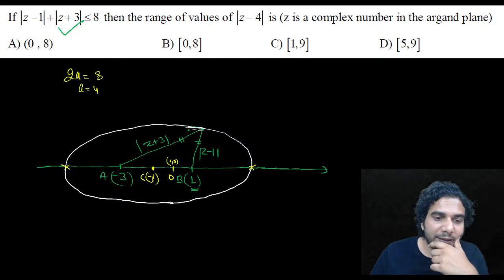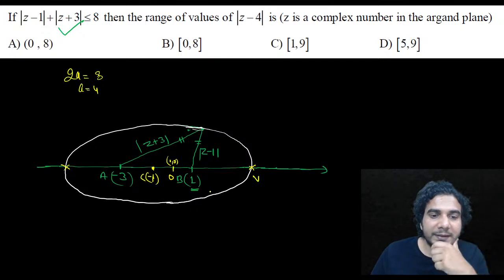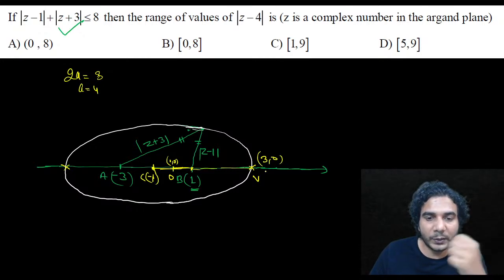So this point is minus 1, and this distance is 4. This vertex, say V, is at a distance of 4 units because of A. So what is this distance? This is minus 1 and plus 1, so this will also be 2. Minus 1 plus 4 is going to be 3 comma 0, right? So this point is 3 comma 0.